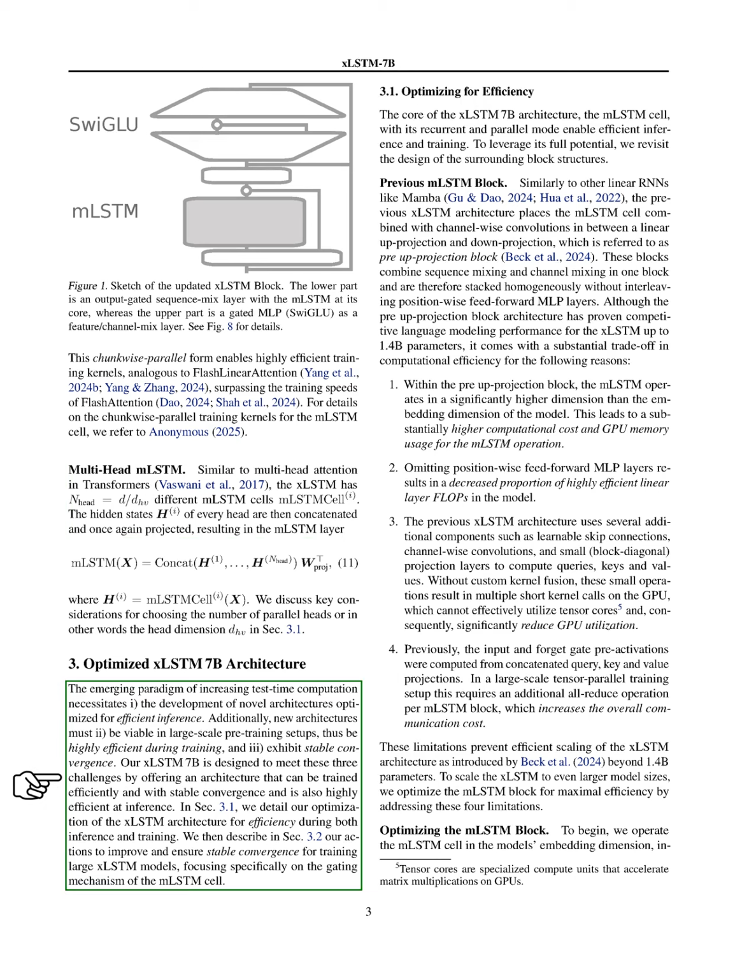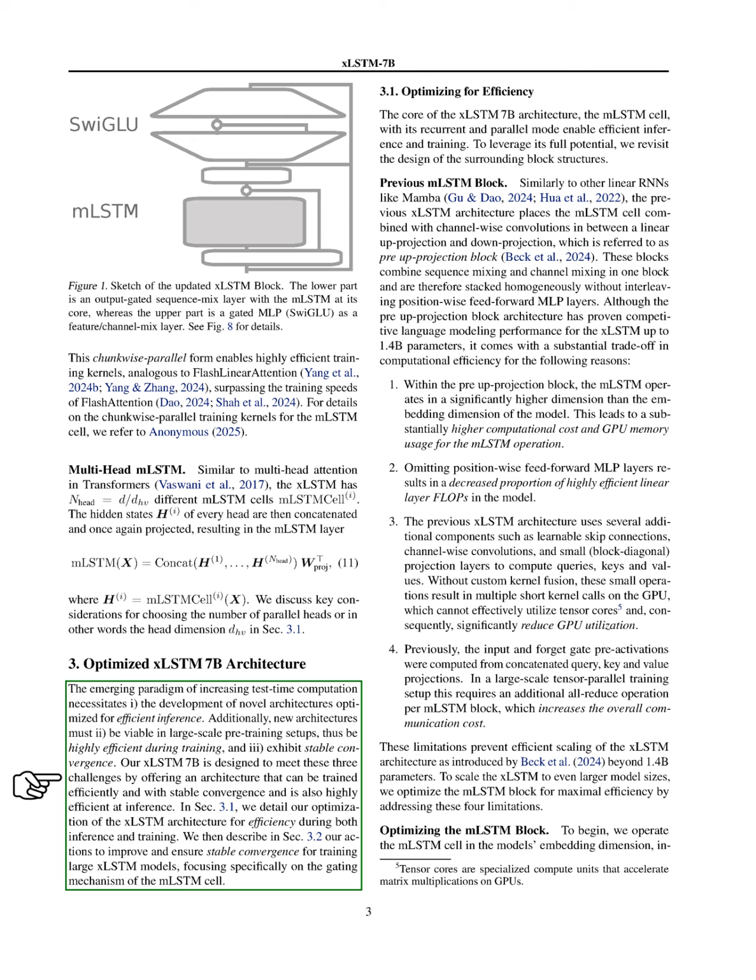We also present our xLSTM 7B architecture, which is designed to tackle three key challenges: creating efficient architectures for inference, ensuring effectiveness in large-scale pre-training, and achieving stable convergence. Our xLSTM 7B meets these requirements by being efficient during training and inference while maintaining stable convergence. We will elaborate on our architectural optimizations for both training and inference in subsequent sections, particularly focusing on the gating mechanism of the xLSTM cell.